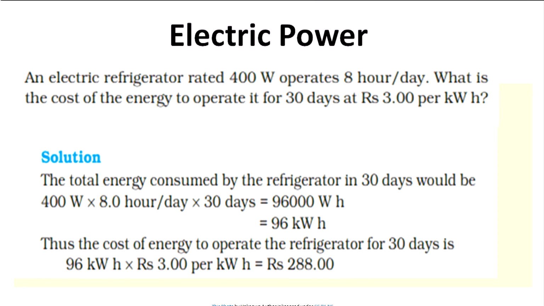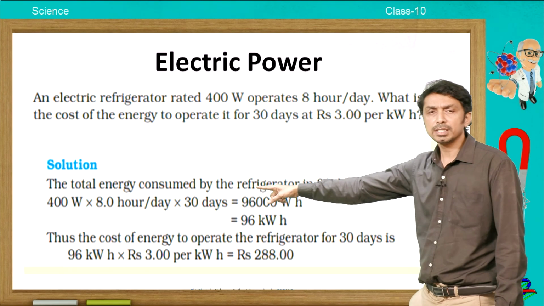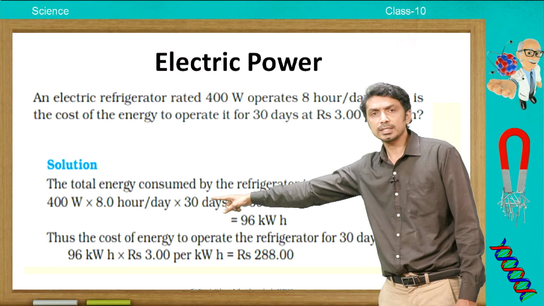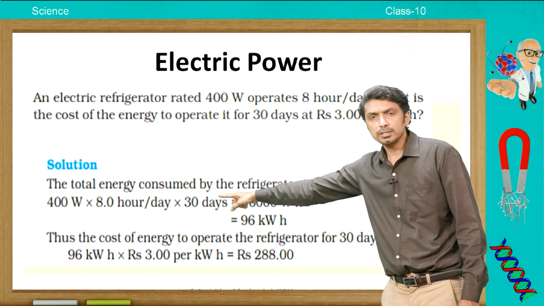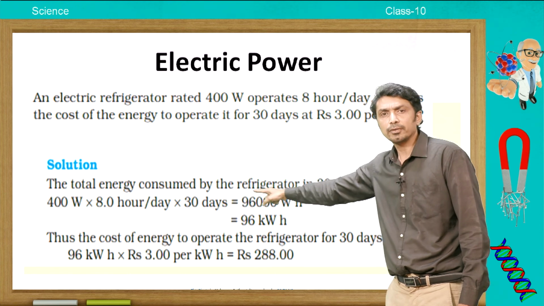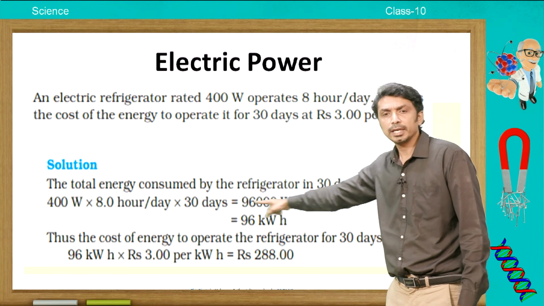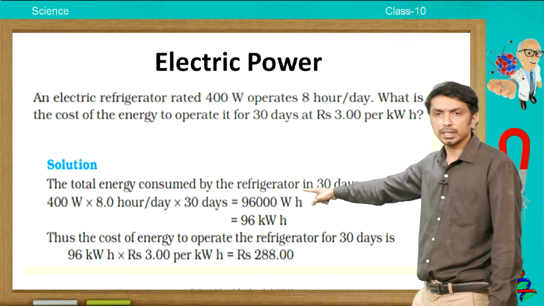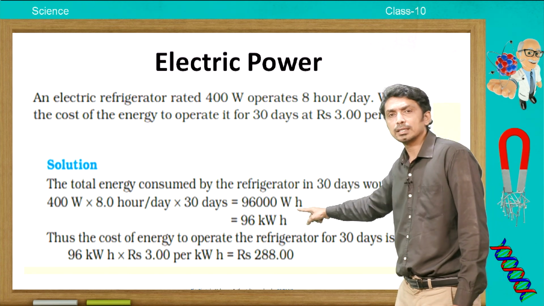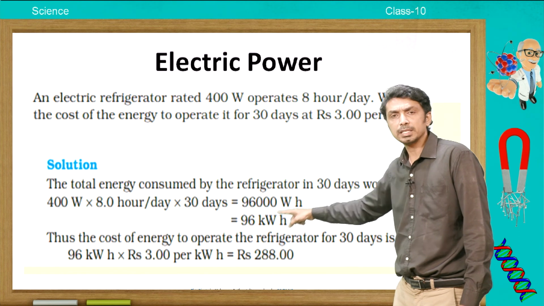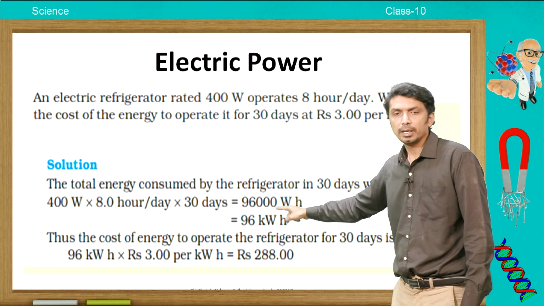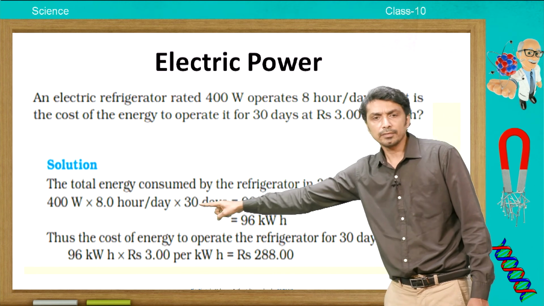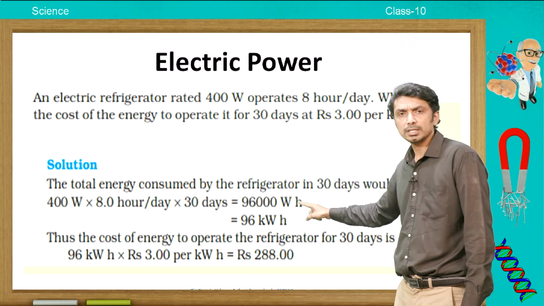30 days. So as you can see, first we need to calculate how much energy it is consuming, because electrical power is the energy consumed. So 400 watt is the power, it is used for 8 hours per day, and for 30 days. So we will get the total energy consumed is equal to 96,000 watt hour. That means 96 kilowatt hour. 1000 means kilo. So as you can see, watt and hour we have multiplied, so that is the unit watt hour.